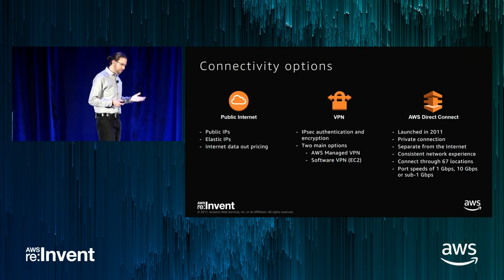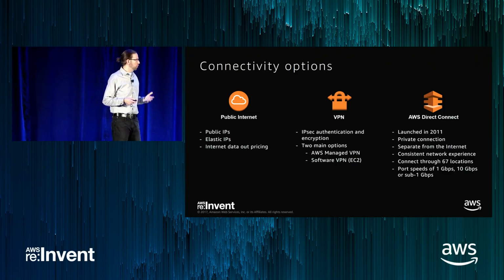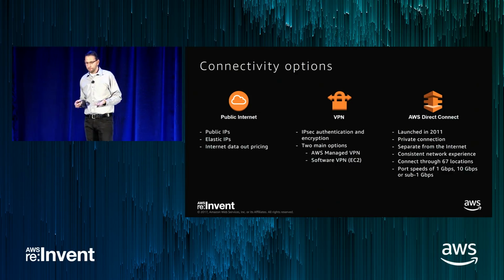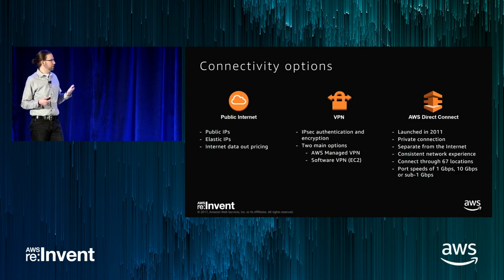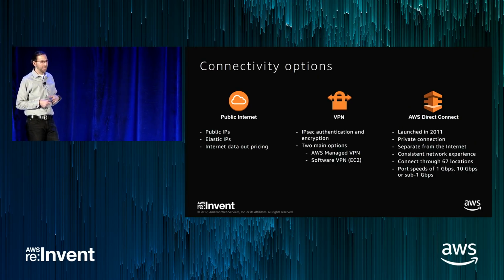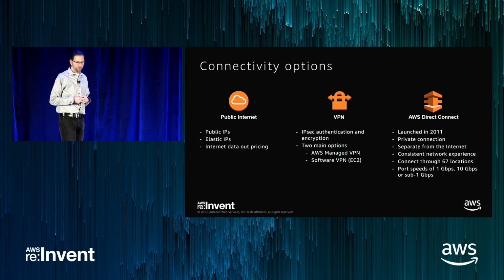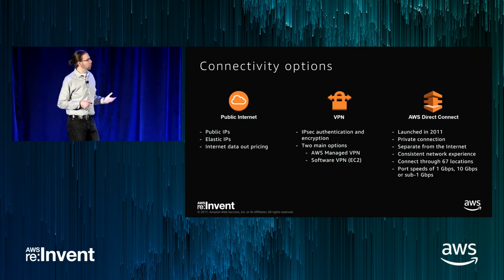And so IPsec VPN is a technology that both authenticates and encrypts IP packets. In the context of AWS, this really breaks down into two main options. There's AWS Managed VPN, and then there's software VPN that's running on EC2. And we'll talk about the pros and cons of each. The other option is to use Direct Connect.